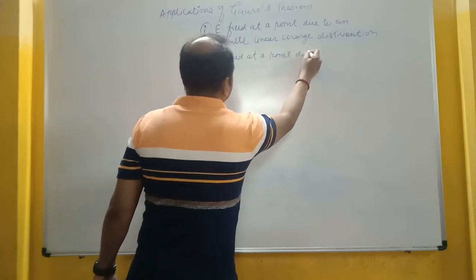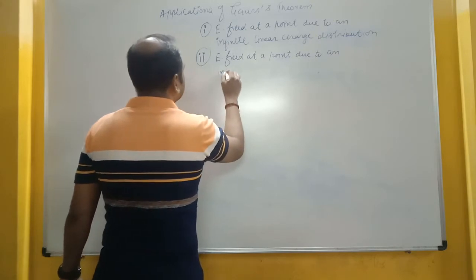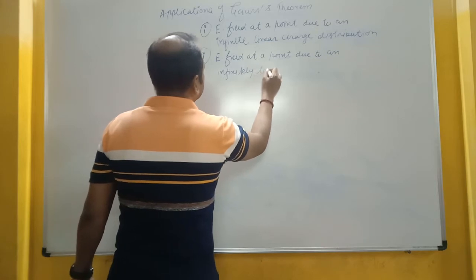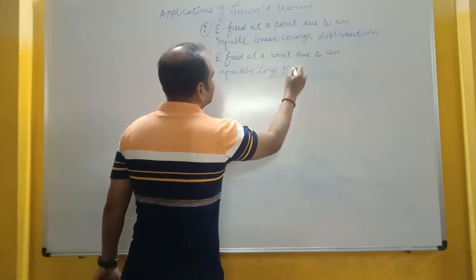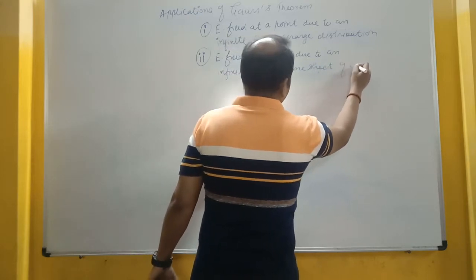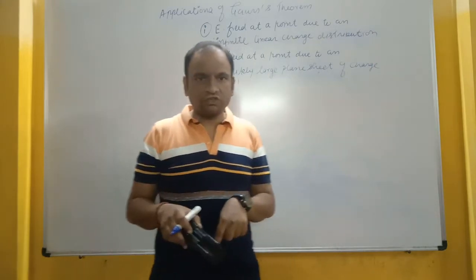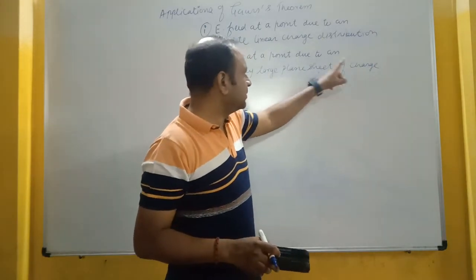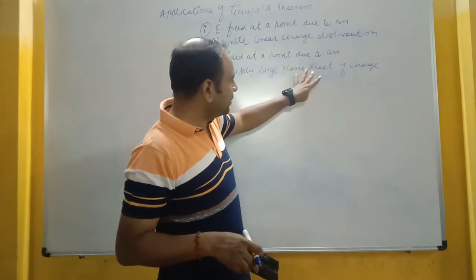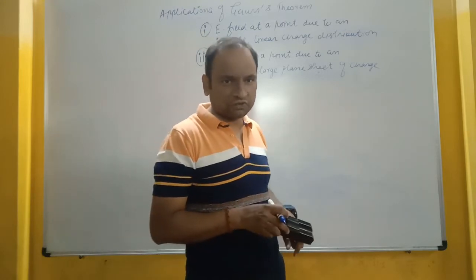The second application that we will be dealing with today is the electric field at a point due to an infinitely large plane sheet of charge. Now, a plane sheet is a two-dimensional surface. So the charge will be spread over the area of that. So what we will be dealing with here is the surface charge density, charge per unit area, coulomb per meter square.